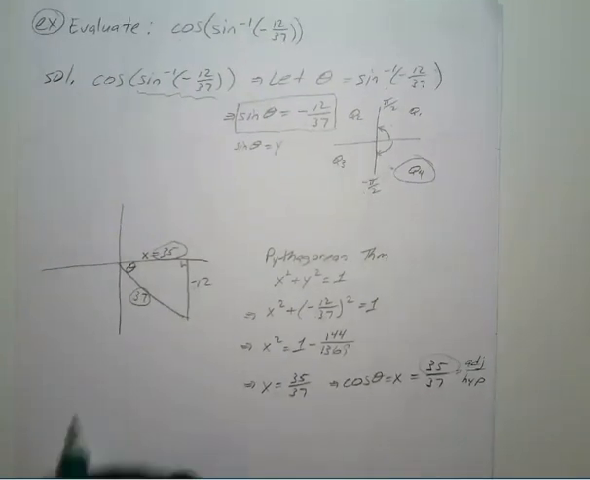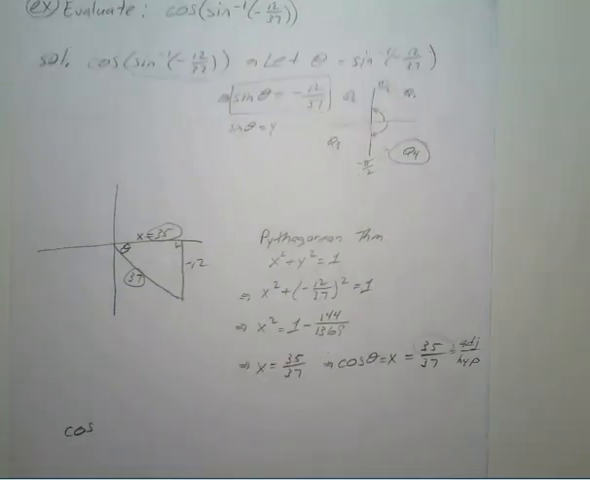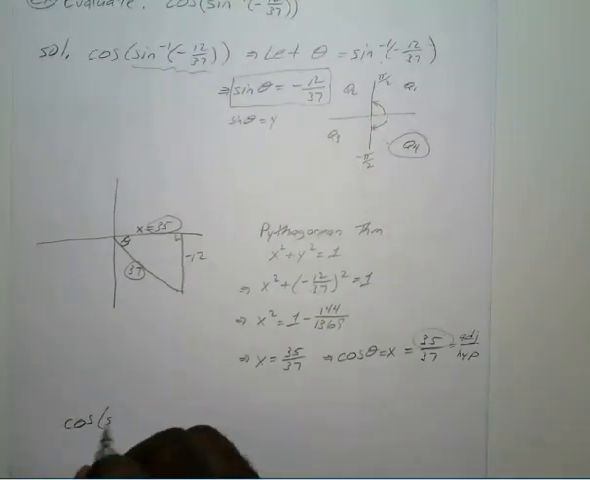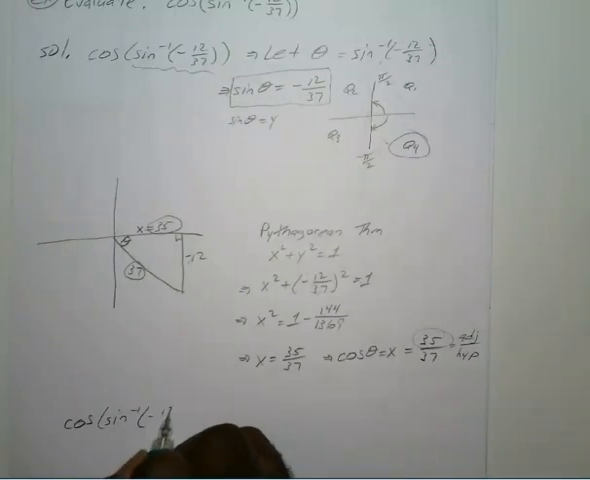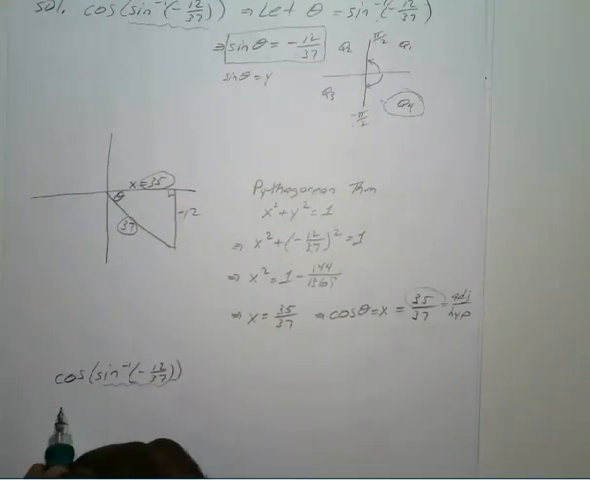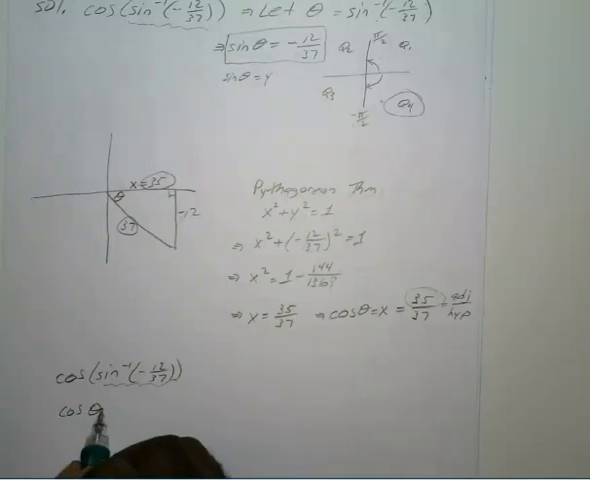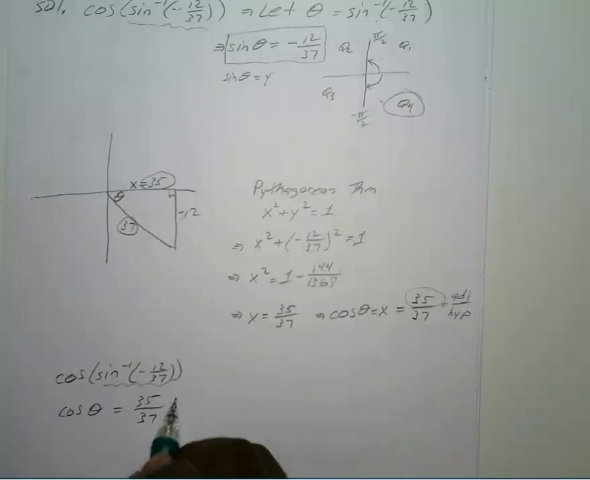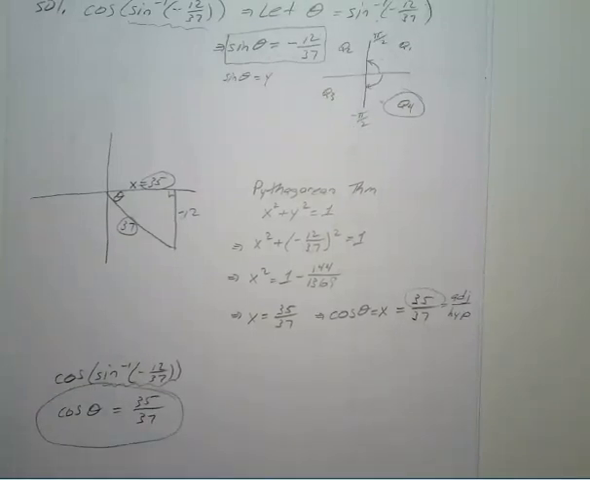Okay, so we know just from where we started off, let me move this up a little bit, cosine of sine inverse of negative 12 over 37. Remember, we made this equal to our theta. So cosine of theta is equal to 35 over 37. Okay, so that's the solution to our cosine of sine inverse of negative 12 over 37.